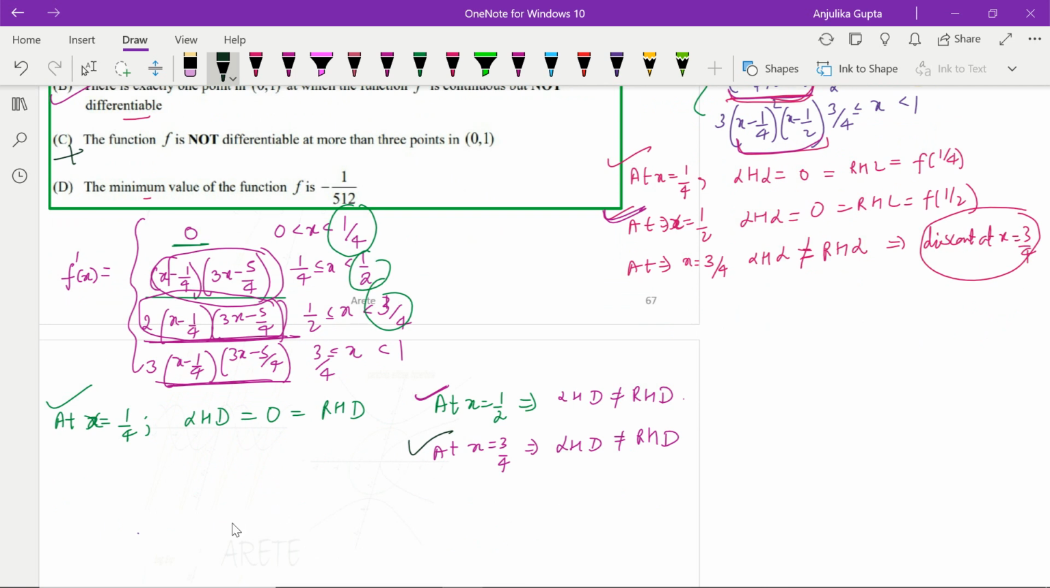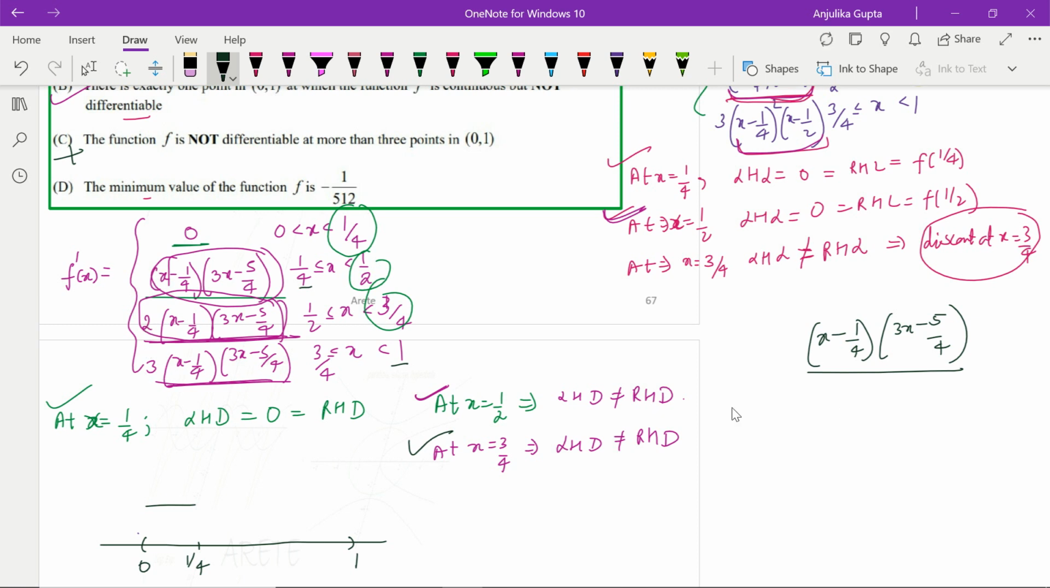Now to answer the minimum value of the function, how do you answer that question? Remember the critical points, and when your function is increasing, that means when your derivative is changing sign. Let's look at that. What are the critical points? Where the derivative is 0. Can you check? 1/4, you can clearly see from here that everyone has this expression (x - 1/4) and (3x - 5/4), except the first one. So you have this interval 0 to 1. Till 1/4 the derivative is 0, that means your function is a constant function. Now from 1/4 to 1 you have the same expression, just that you are multiplying by a 2 and then by a 3. Now what is the sign of this function? Can you write the sign?